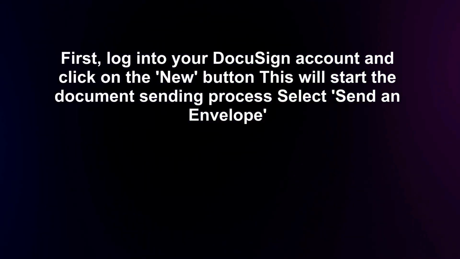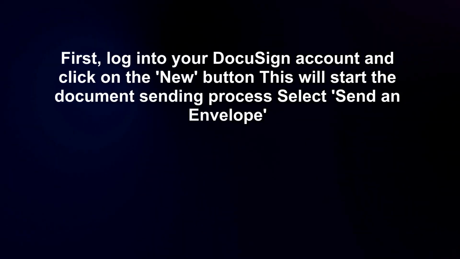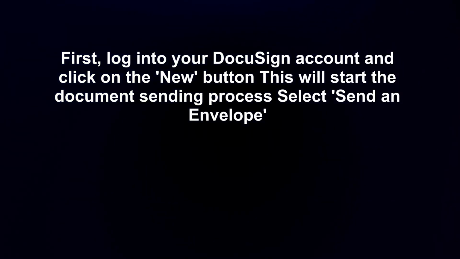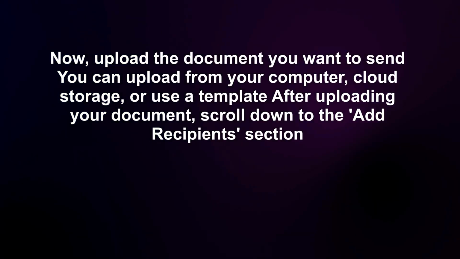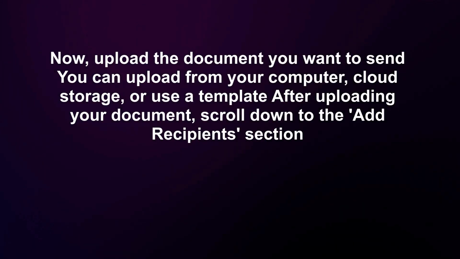First, log into your Docusign account and click on the New button. This will start the document sending process. Select Send in Envelope. Now, upload the document you want to send. You can upload from your computer, cloud storage, or use a template.